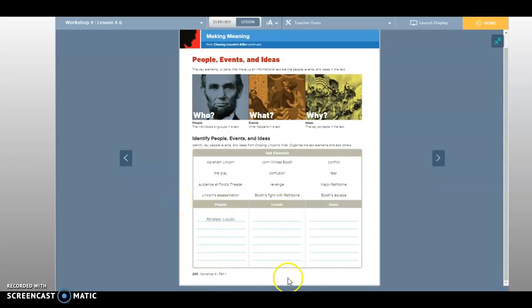Get these three columns filled in, and we will turn in page 200 today.